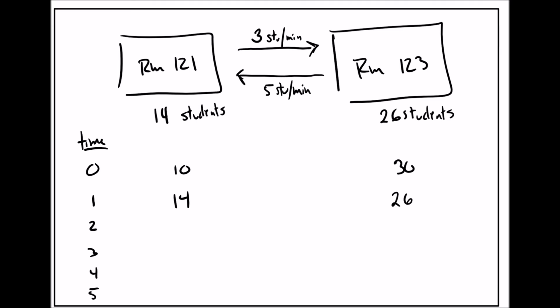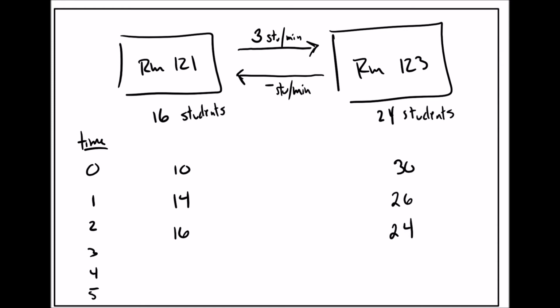5 students leave room 123, but 3 come back. That's a net decrease of 2 students. 5 students join room 121, yet 3 leave. That's a net increase of 2 students. Let's adjust our numbers one more time, 16 and 24, and think about the impact that will have on the rate. There's now new concentrations of students and therefore new rates.